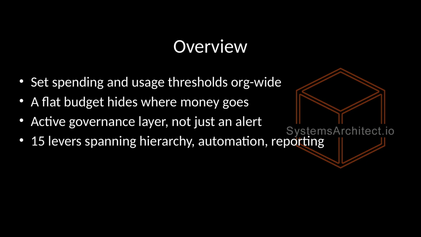Used well, AWS Budgets becomes an active governance layer that catches overspend early, routes the right alert to the right person, and can even take automated action before a small overage turns into a five-figure surprise. This guide covers 15 practical strategies for getting the most out of AWS Budgets, spanning organizational hierarchy, forecasting, automation, tagging, commitment tracking, and reporting. 15 AWS Budgets strategies.